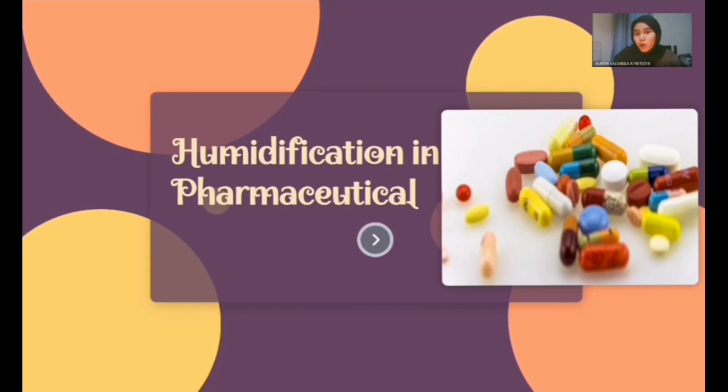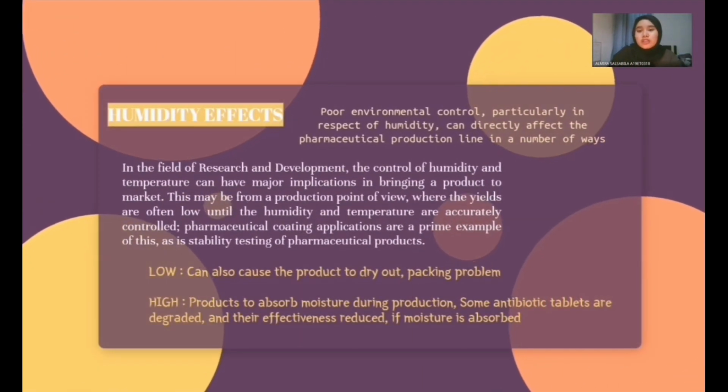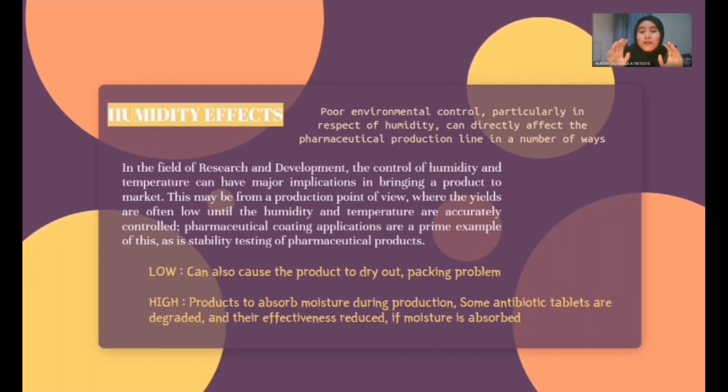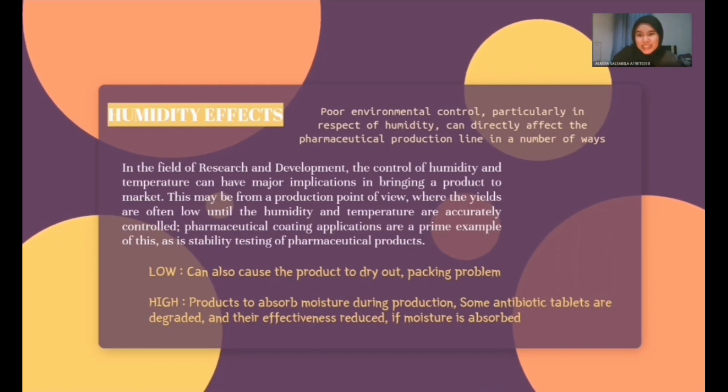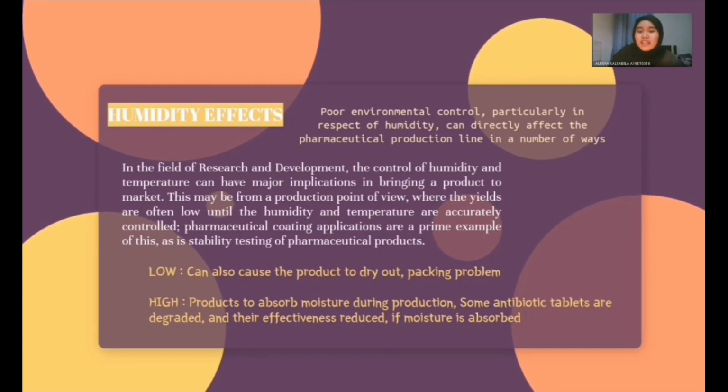Hi, in this part I'm going to explain the humidification effects in the pharmaceutical industry, especially its effect on pharmaceutical products such as tablets. Environment control, in particular humidity, can directly affect pharmaceutical production in a number of ways. Based on research and development, the control of humidity and temperature can have a major implication on the product as it goes to market.